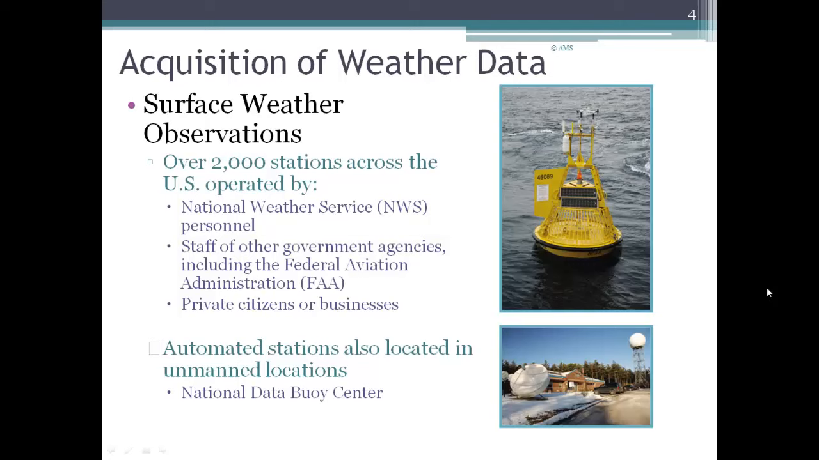We also have automated stations that are located in unmanned locations, like the National Data Buoy Center. You can see the picture here in the top shows an ocean buoy that's outfitted with sensors for monitoring weather conditions. And there's no person out there overseeing it. It's just automated, and the data are sent back to the National Weather Service.